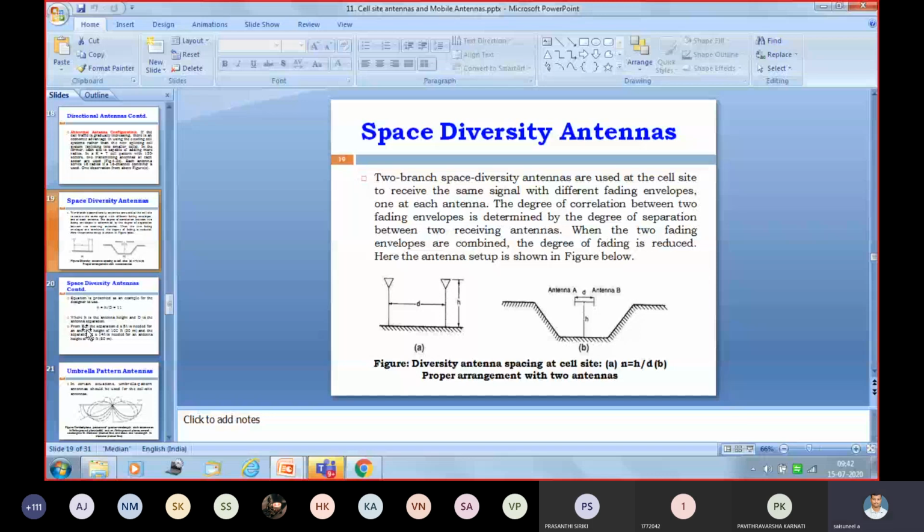Here the equation for fixing this space diversity antenna is eta, which is equal to h by d, which should be equal to 11. What is the purpose of using the space diversity antenna? It is for correlation of the two received signals.